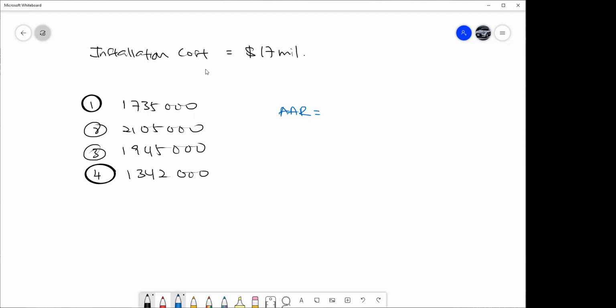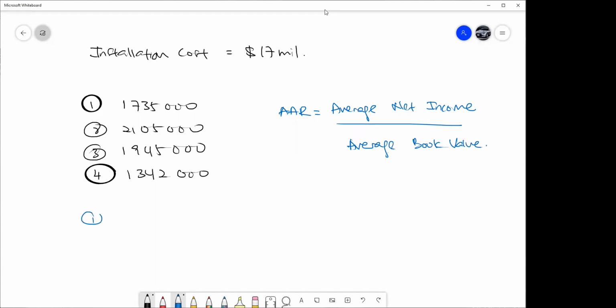So the AAR formula is average net income divided by average book value. Look carefully at this question. In this case, they already tell you the net income, but never tell you anything about book value. Later we will talk about book value. So start off with counting the average net income.